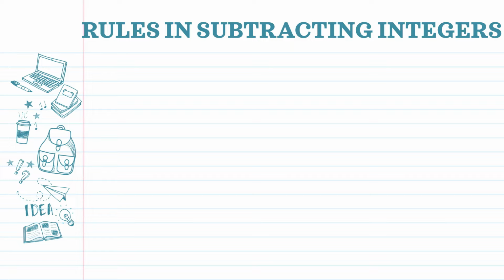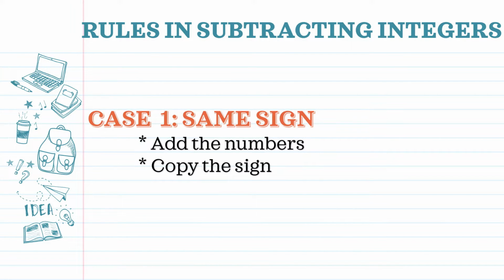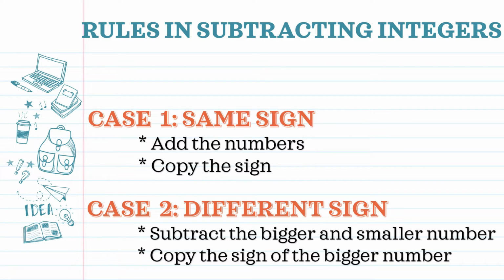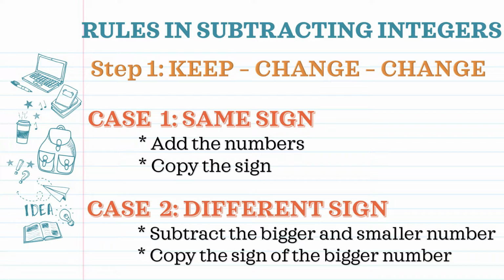How about the rules in subtracting integers? As you can notice, these two cases are also the same as in the rules in adding integers. But in subtracting integers, we will have the initial step, wherein we need to keep, change, and change. What do we mean by keep, change, and change? Let me just show you an example.